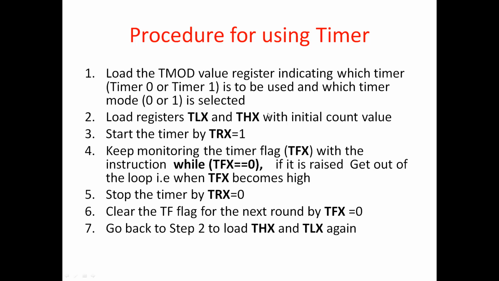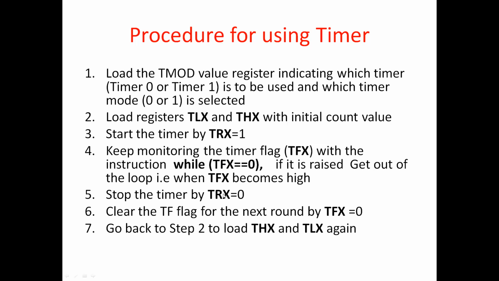And for the next time, if you are not doing anything, what happens? Again, the count starts from 0. But we want only the required number of counts. So again, we need to load the TH and TL values, and we need to clear the TF flag. Once overflow occurred, it has become 1, so unless you make it 0, it is not possible to detect again. Otherwise, TFx is still 1. As soon as you execute the condition while TFx equal to 0, it will fail at the initial state only.